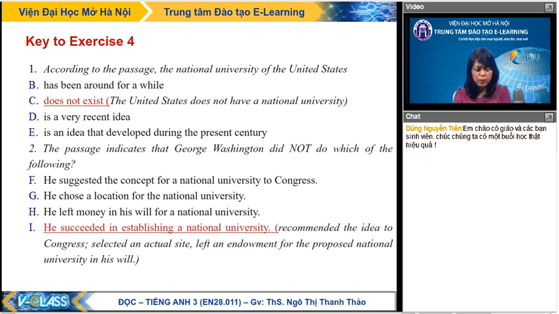Okay. Number 2, the passage indicates that George Washington did not do which of the following. So, he succeeded in establishing a national university. This one doesn't exist, right? So it also means that George Washington didn't succeed in establishing a national university. However, you can find another key point here. He recommended the idea to the Congress, selected an actual site, left an endowment for the proposed national university in his will. Okay? So the answer to question number 2 here is next.